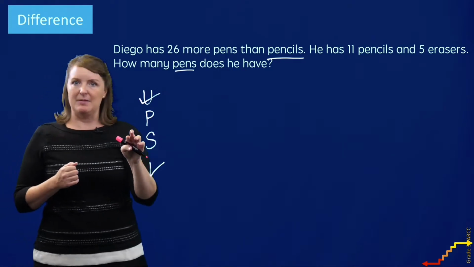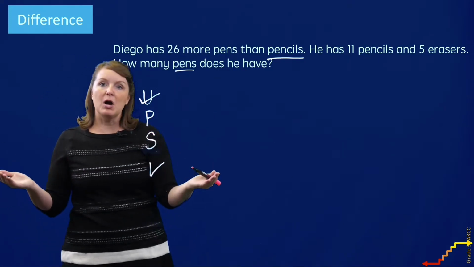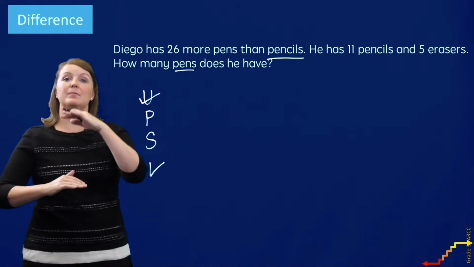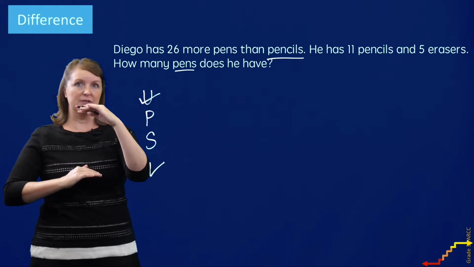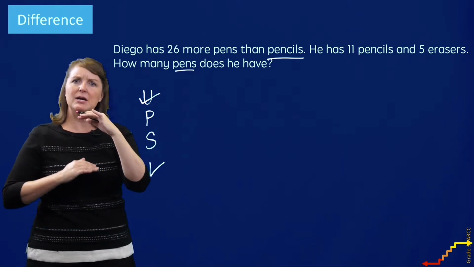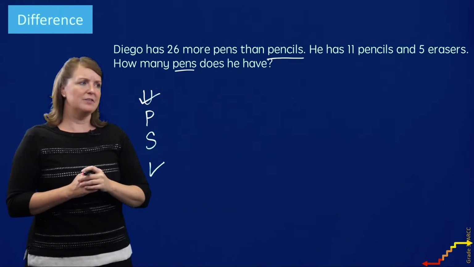Now I've got to make a plan. Is this a total problem where parts are put together for a total? Or is this a difference problem where amounts are compared for a difference? Well, let's see, more pens than pencils. I'm comparing amounts here. This is a difference problem.